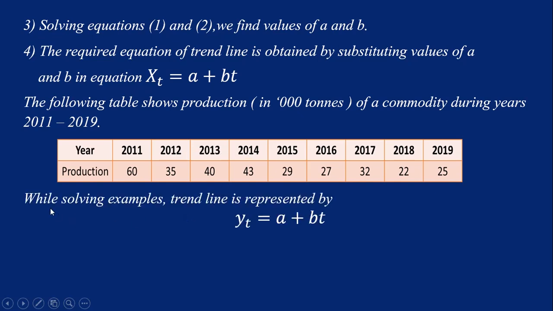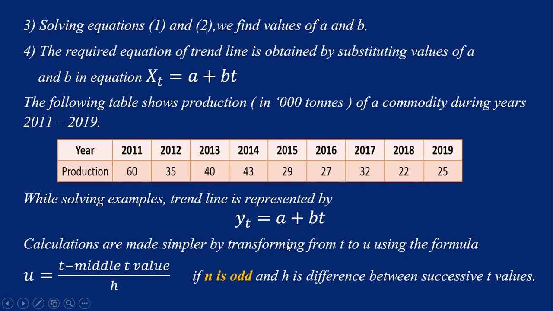So while solving examples, the trend line is represented by, instead of xt, we denote it by yt. Yt is equal to a plus bt. This year we denote by t, and this production, here in this case it is production, it may be sales, demand, and so on. This variable we denote by yt. It is equal to a plus bt.